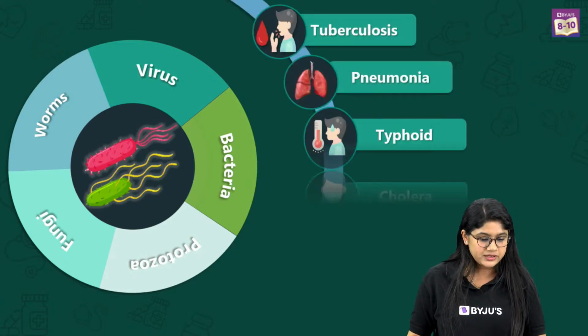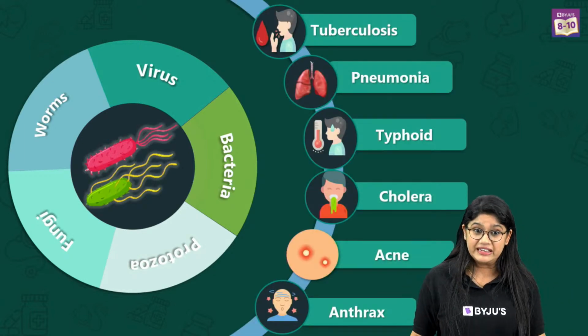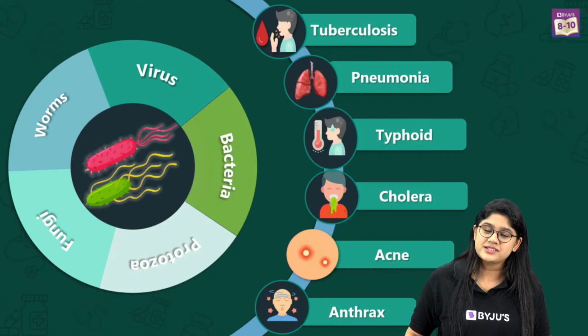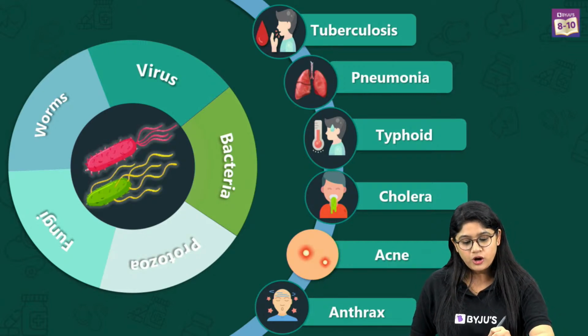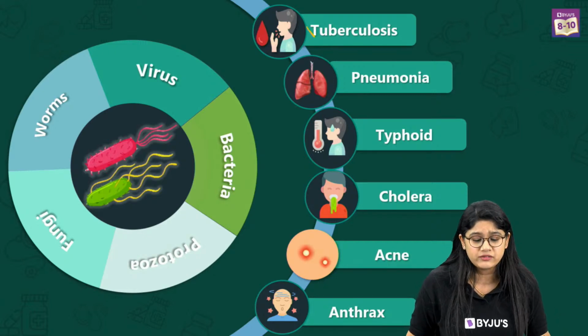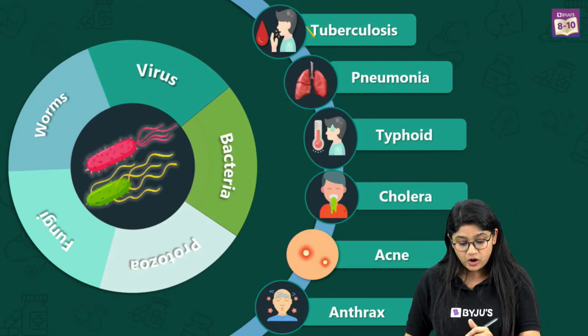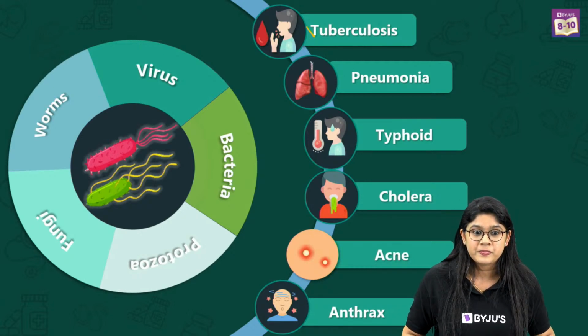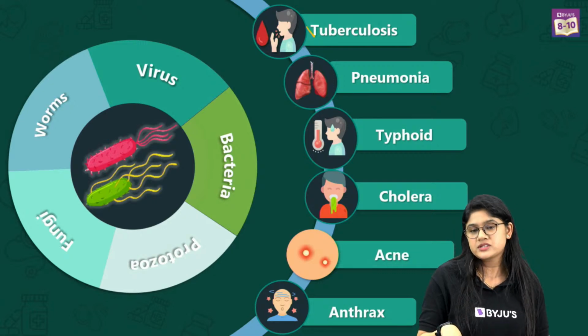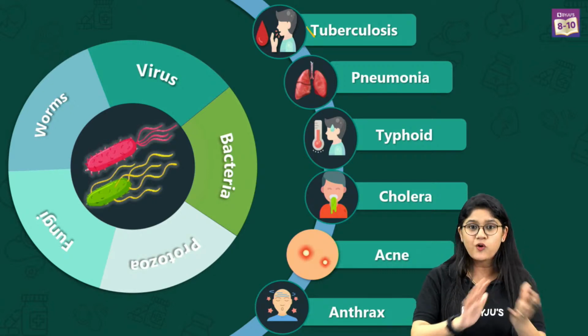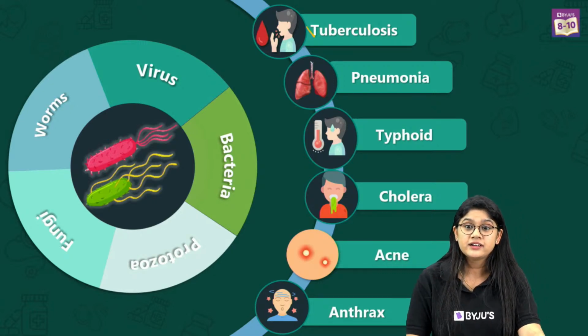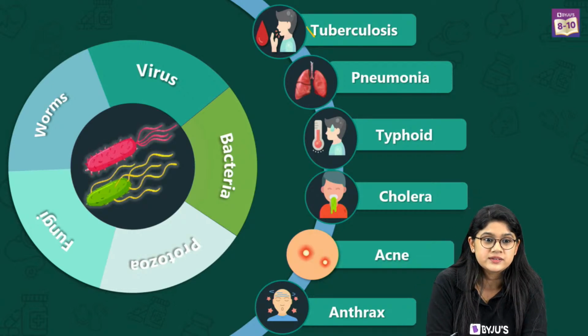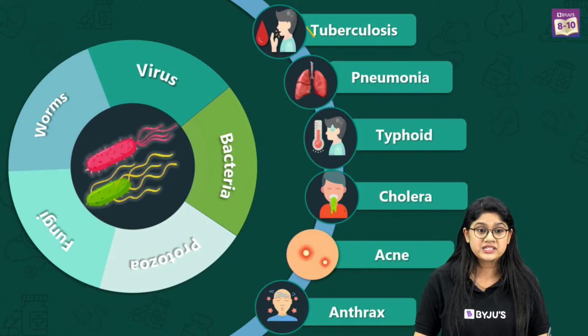Now, of course, bacteria are again really very special, and there are good bacteria and there are bad bacteria, right? There are a lot of bacteria that cause various diseases in the body. We have tuberculosis, pneumonia, typhoid, cholera, acne, and anthrax. We will be discussing this in detail in the next class. Today we're just focusing on the different agents and how they are causing the disease. Okay, so that's all about the bacteria.